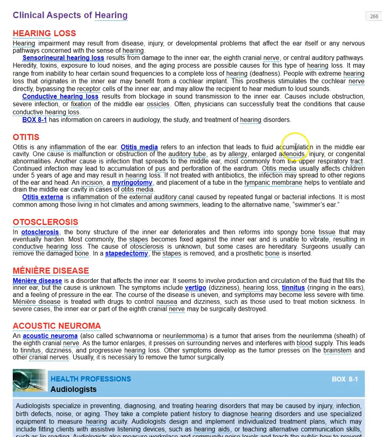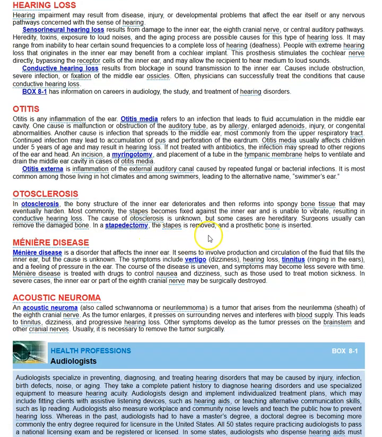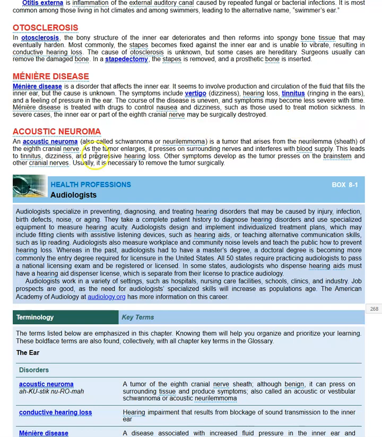Clinical aspects of hearing. You can have hearing loss for many reasons. If it's sudden new hearing loss, it definitely needs to be evaluated because we want to make sure there's not a tumor in there. Otitis is inflammation of the ear, again from multiple reasons. You can have swimmer's ear, which is very different than a true ear infection. Otosclerosis is where the bony structure of the inner ear deteriorates and turns into sponge-like material instead of bone.